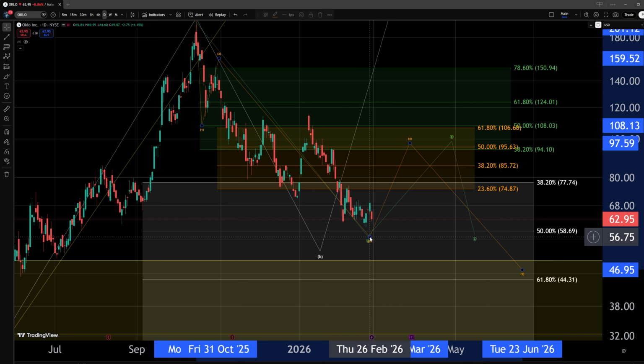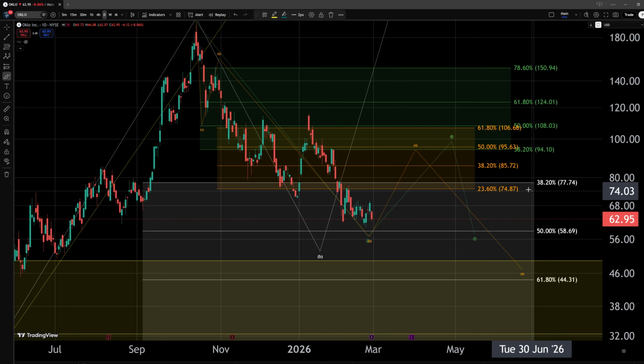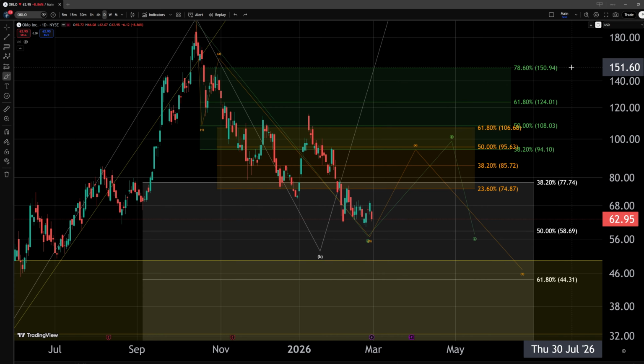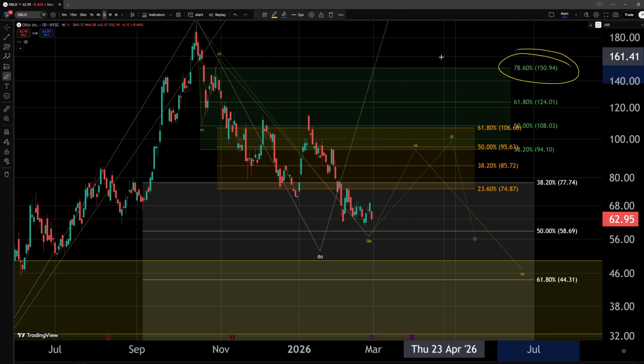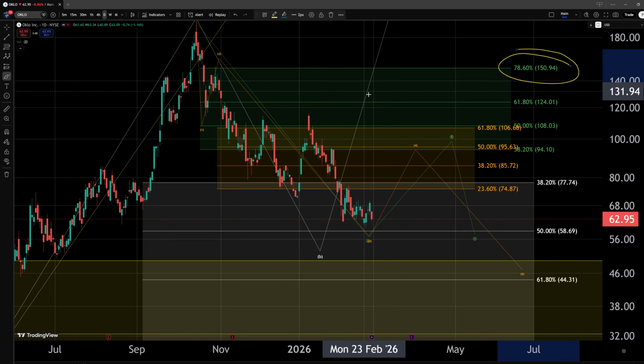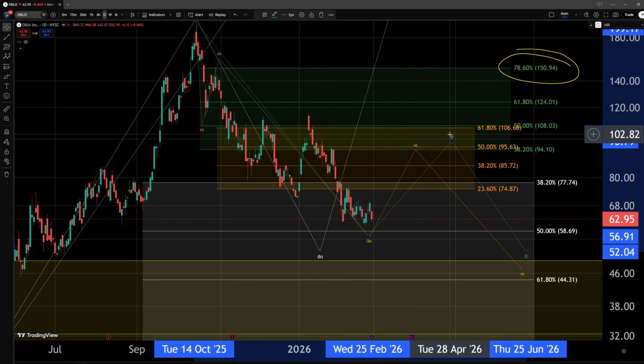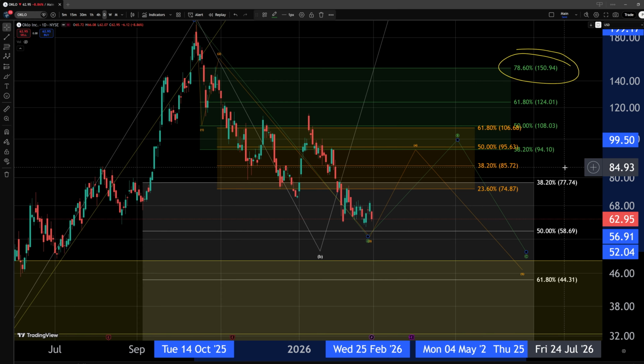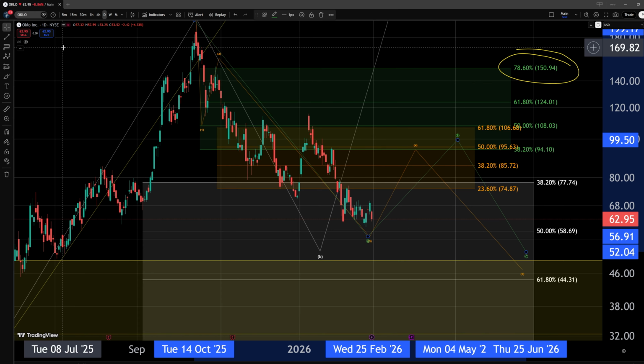extension even after a more substantial correction, and this allows the first level of resistance to sit here at the $74.9. And ultimately, I would still need to see the break above the 78.6% retracement in green for something truly more bullish to be going on. Yeah, that doesn't change, and for the wave B, the $94 level is the first resistance point.